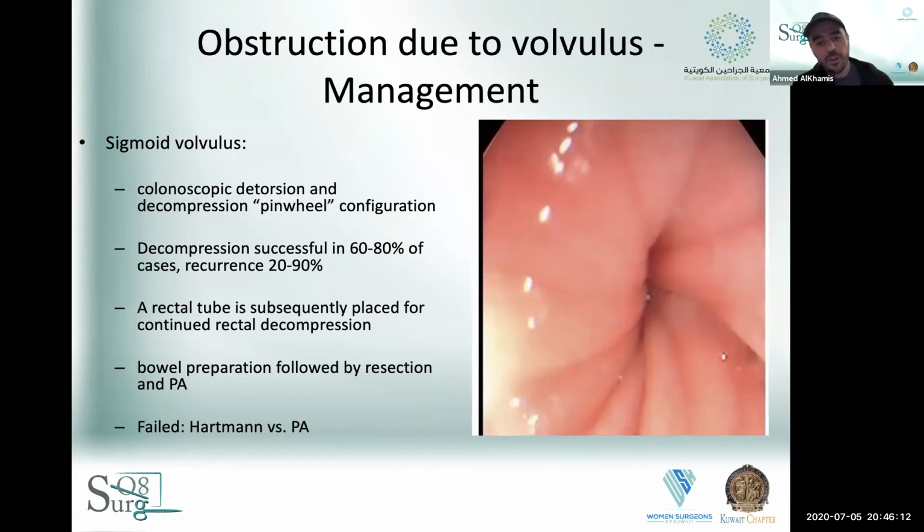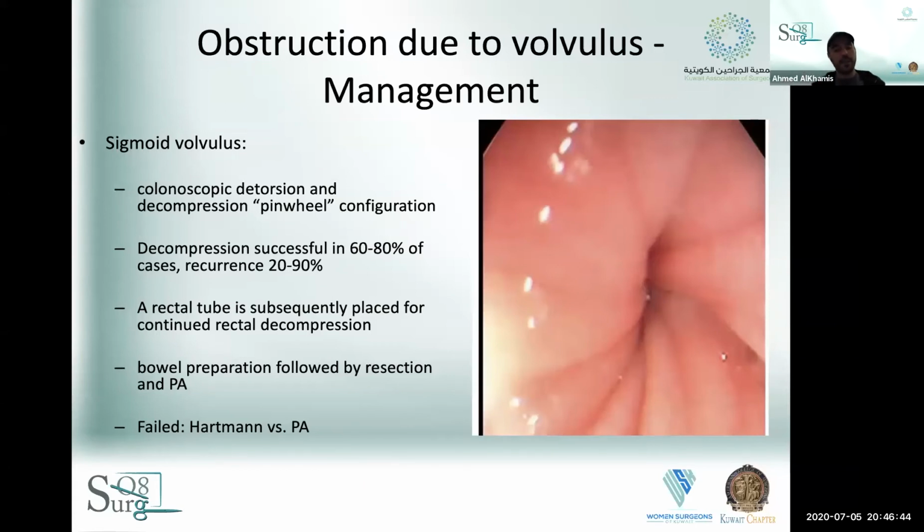Anyway, you're going to go in gently, and you're going to try to decompress this twist. And the success rate is extremely high, it's 80%. However, the recurrence is high. That's why, after you decompress, it's not just you decompress and send the patient home. You're going to put a rectal tube to allow the decompression to continue. You can use a chest tube, just make sure the end is not sharp. You don't want to perforate with it. And then you're going to bowel prep them in the same admission, and you're going to operate and resect this.